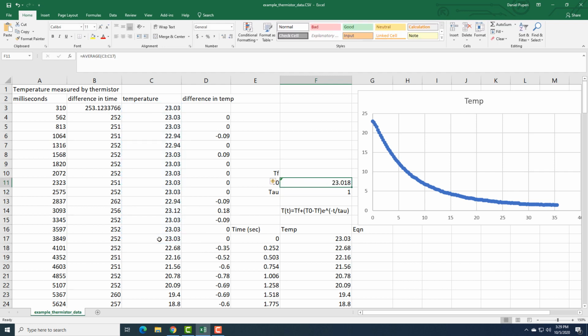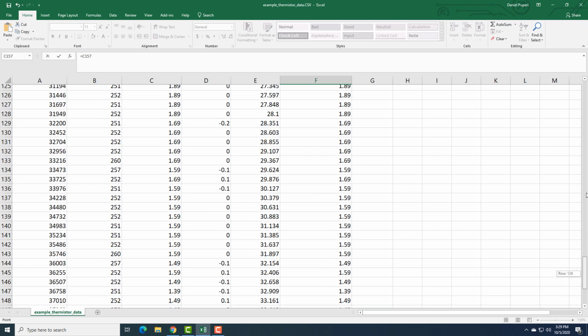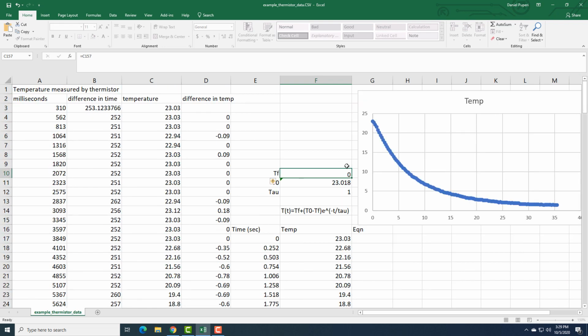Right, that's our initial temperature. And I'll do the same thing on final, right? I could just take the last point if I wanted. And because it's still kind of going down, I think that 1.39 is probably a pretty good last point to take. If you'd seen it jumping up and down, maybe you take the average like I did at the start. But I'm just going to set it equal to that last one.